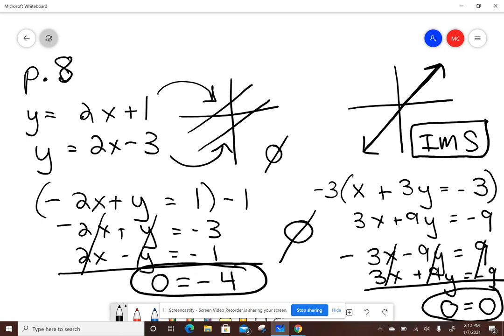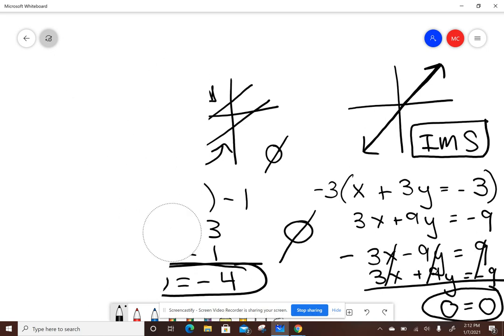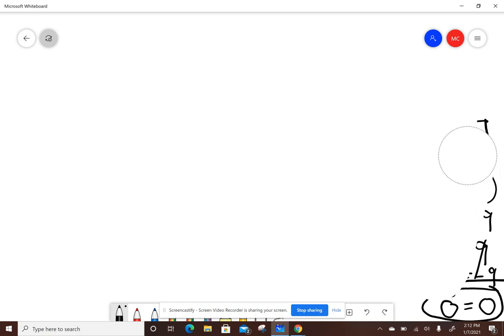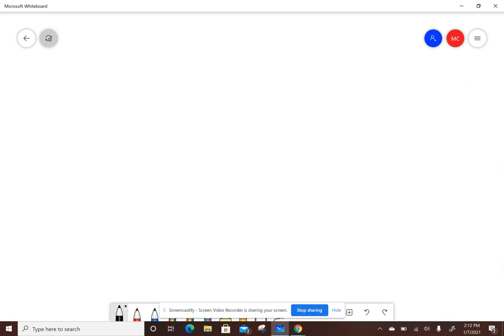So let's look at page 10. And I want everyone to try checkpoint number 1 and checkpoint number 2. Turn the video off while you do it and turn it back on when you're done. So you're doing checkpoint number 1 and 2 on page 10.